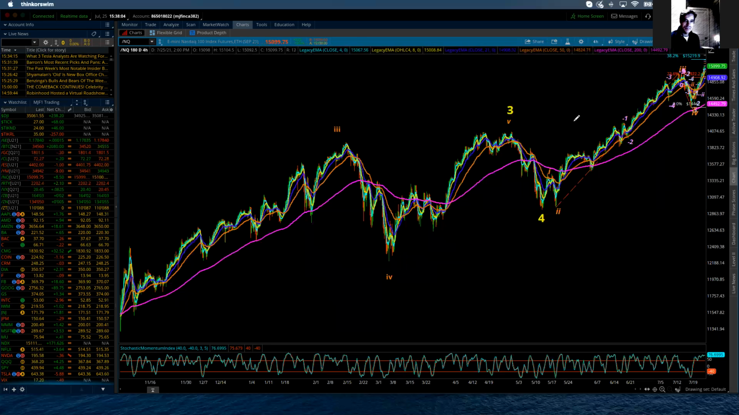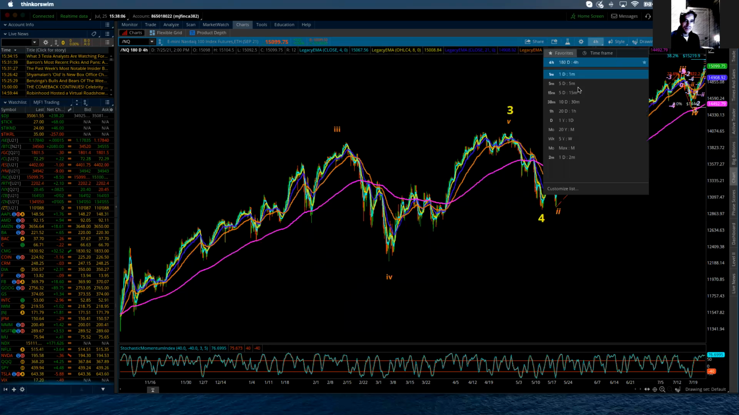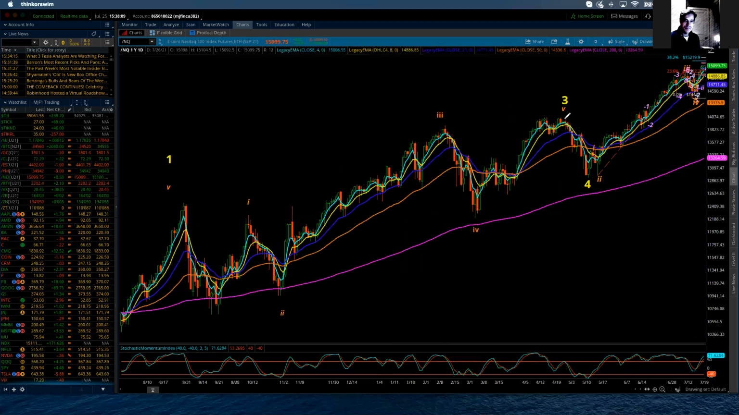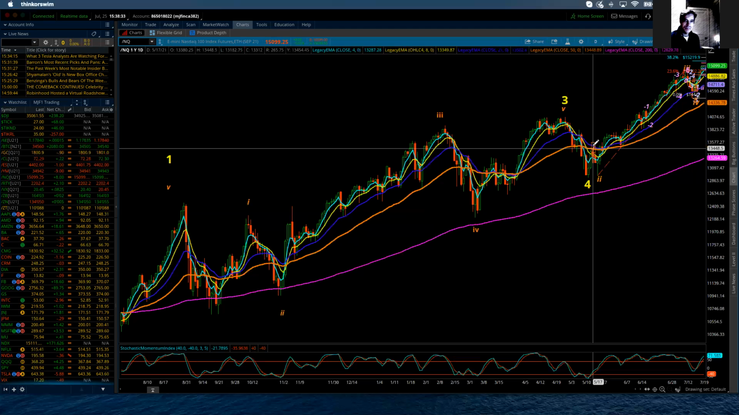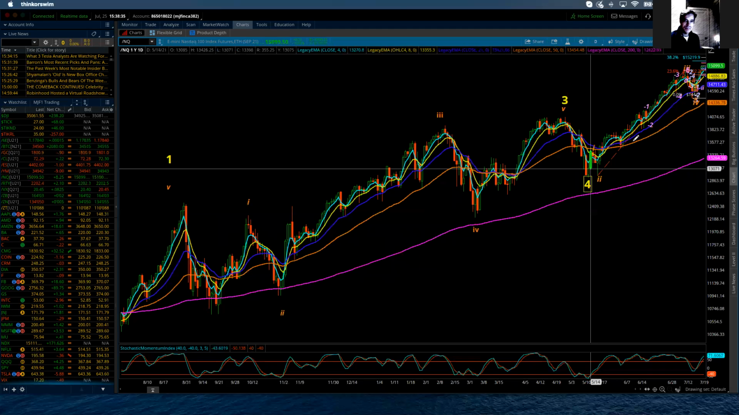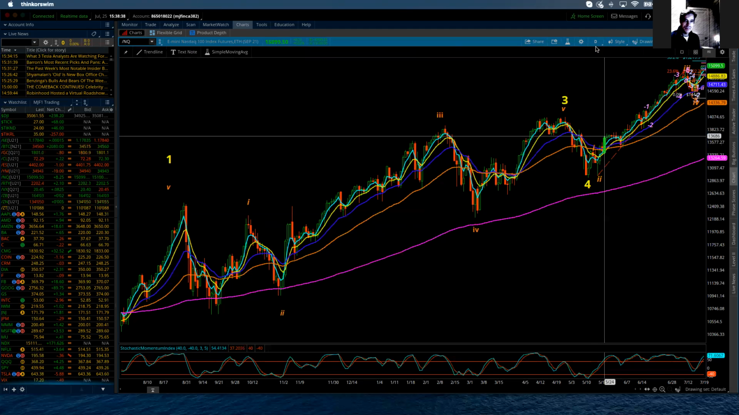If I start to bring this down, I wanted to start actually in the daily. You can see we have 1 and 2 of intermediate degree for this primary degree fifth wave up. So we've got 1, 2, 3, 4. So we're in the last fifth wave, intermediate wave 5, to complete the primary wave 5. Now, what are we doing within that? We've got minor. So we've got 5 waves of minor degree. Got minor 1, 2, 3, 4. And that's on my daily.